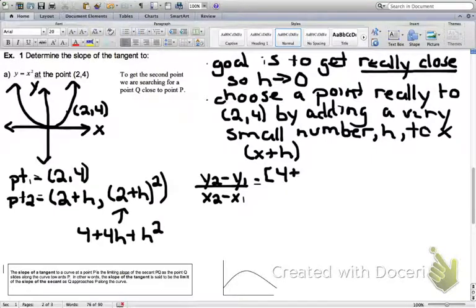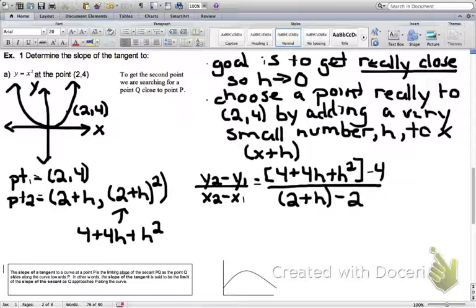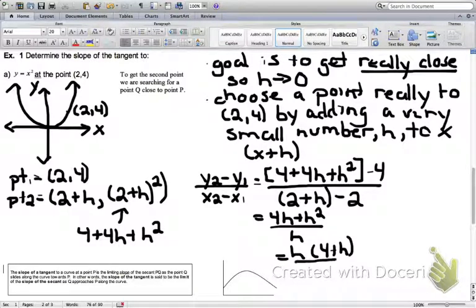So we have 4 plus 4h plus h squared minus 4 all over 2 plus h minus 2. When we collect our like terms here, we're left with 4h plus h squared all over h. Do a little bit of factoring. We'll take out an h on the top, and we're left with 4 plus h. And on the bottom, we're just left with h. Those h's can cancel out, and we're left with 4 plus h.